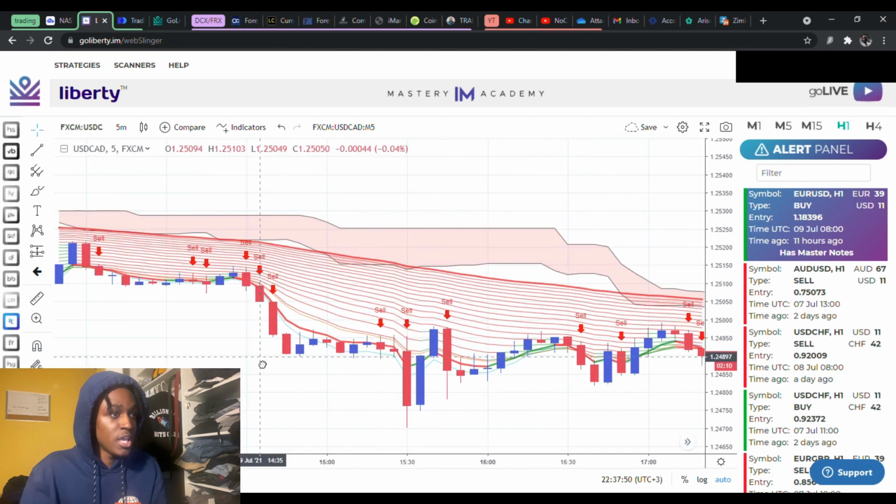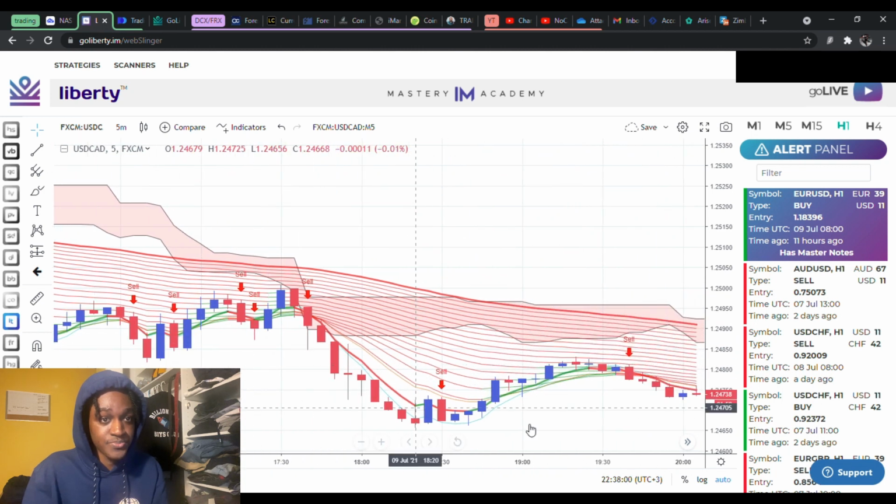This is another good one, and if you're wondering what this green is, that does not mean buy. That means that the market is consolidating. Okay, it's low-key a good time to get in after the market's consolidating. All right, I'm just looking for another setup.